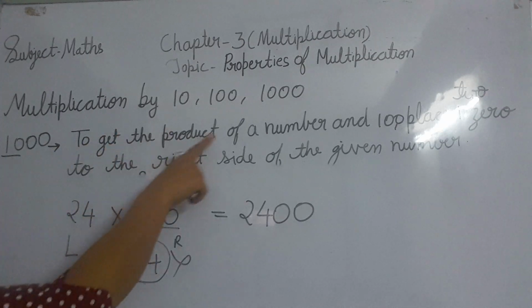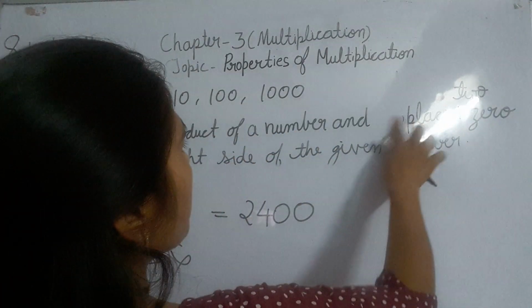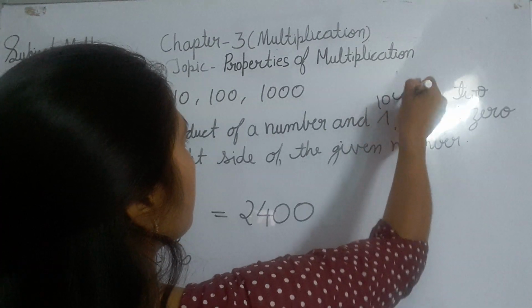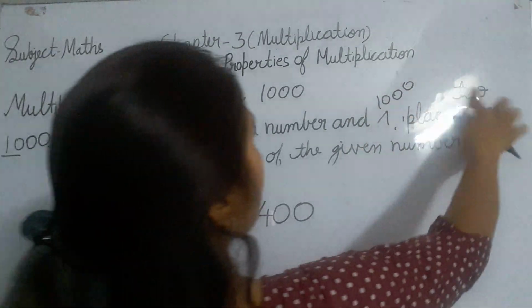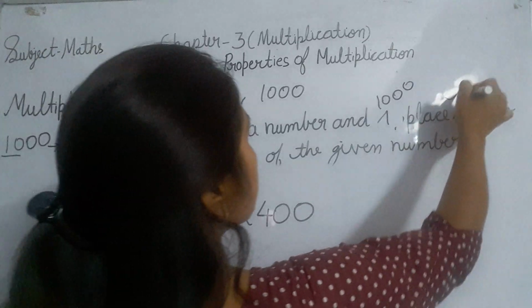To get the product of a number and 1000, place, this time, 3 zeros.